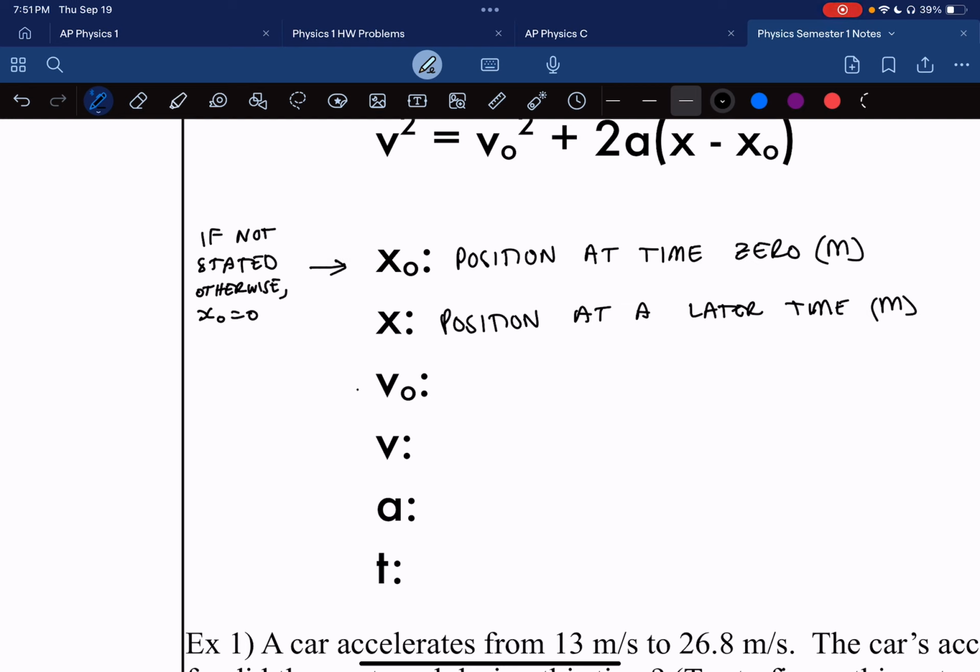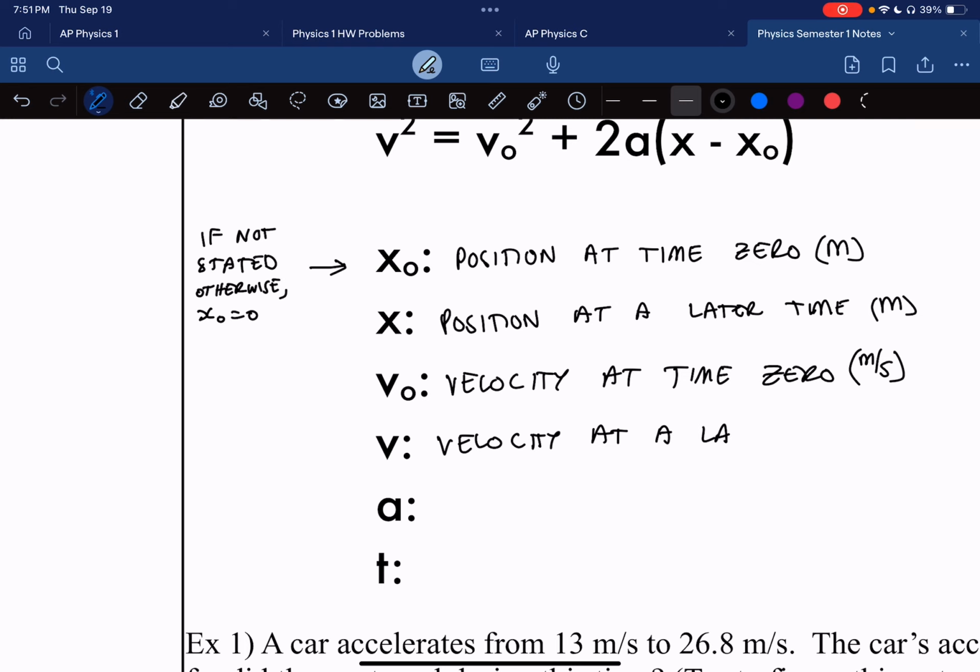Okay, this one here is called V naught, or students mostly call it V0 because that's what it looks like. This is the velocity at time 0. The units for velocity are meters per second. This is the velocity at a later time.